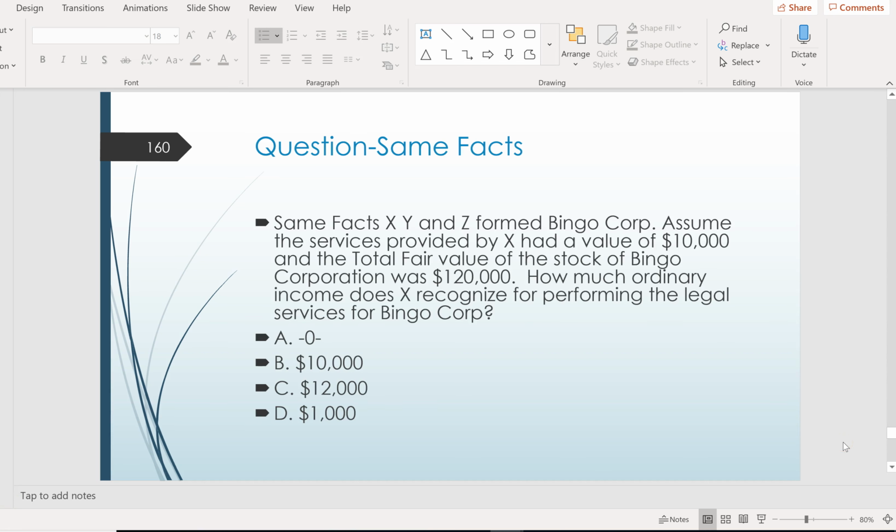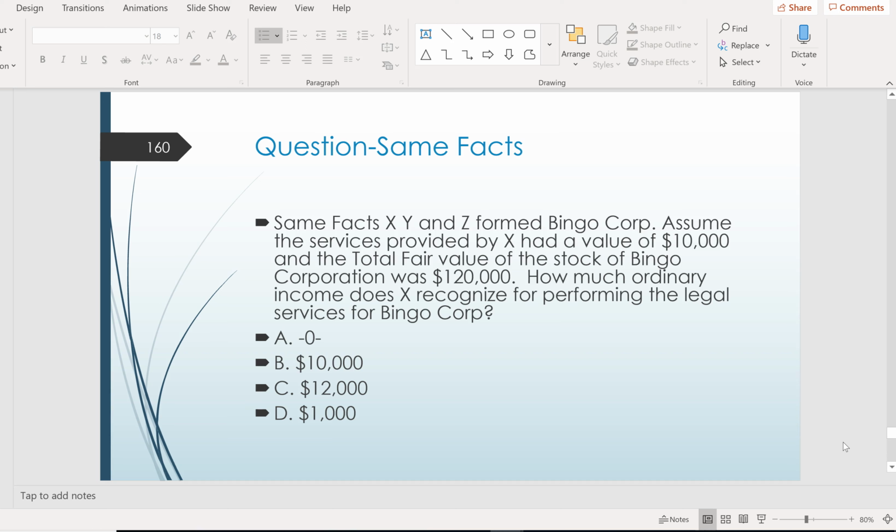All right, now they're going to ask you about X, because X was the services guy. X provided services with a value of $10,000 to the corporation and got 10% of the stock, remember? Okay, so now they're going to ask you how much ordinary income does X, the lawyer, recognize for performing the legal services for the corporation? And it looks like the answer would be $10,000 because that's the value of the services provided by X.